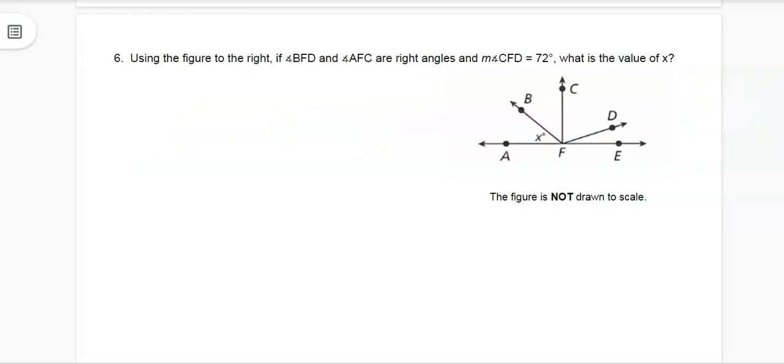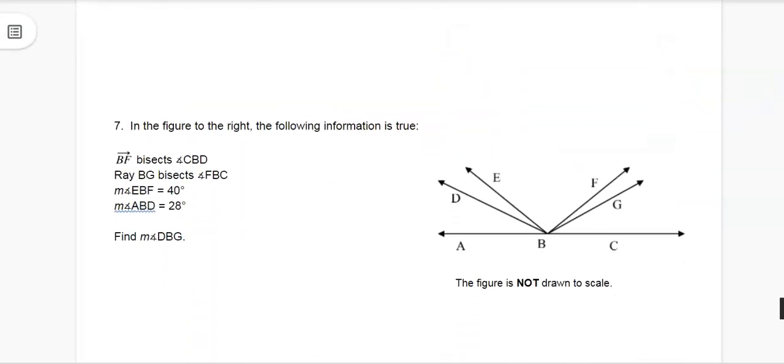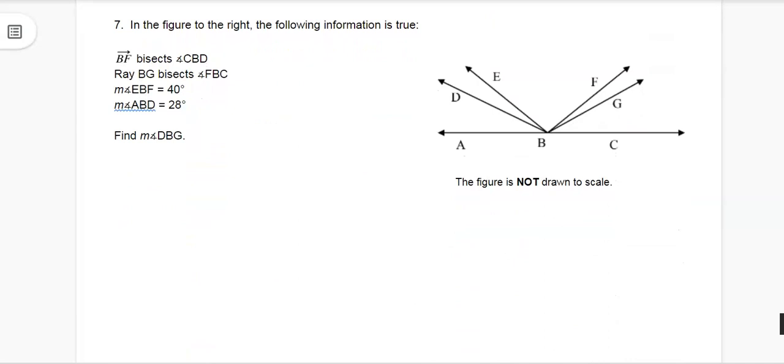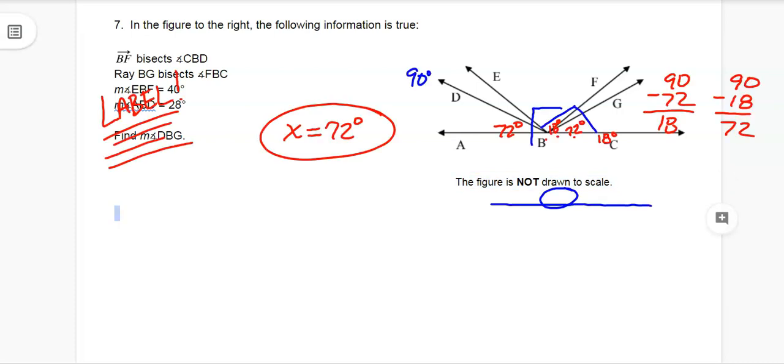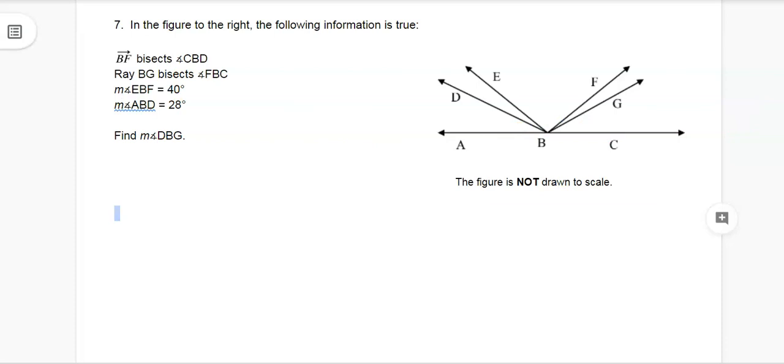All right, next problem. Moving on down. Number 7. Kind of another not drawn to scale, so that's a little bit nerve-wracking there. But that's what they like to do on these high-stakes tests, so we need to simulate it.